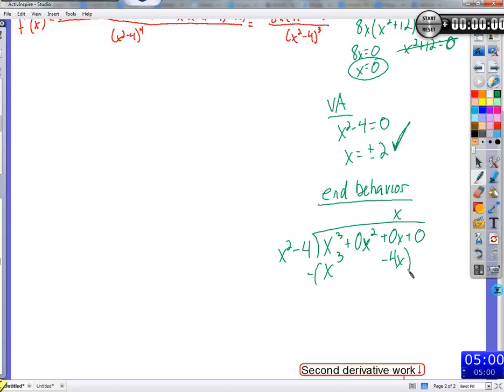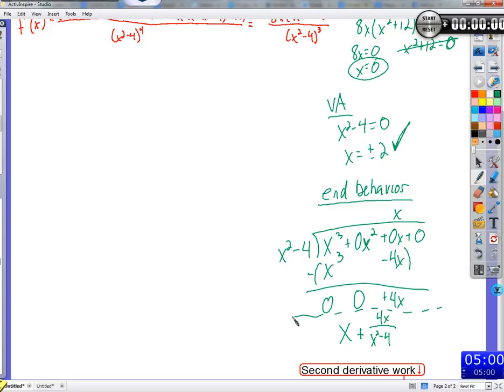So if we subtract this, x cubed minus x cubed is 0, 0x squared minus 0x squared is 0, 0x minus 4x is negative 4x. Minus a negative 4x, it's 4x. Okay? So we have a remainder of 4x, that means that the division gives us x plus 4x over x squared minus 4.